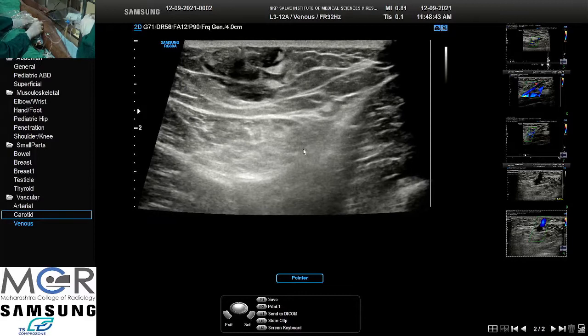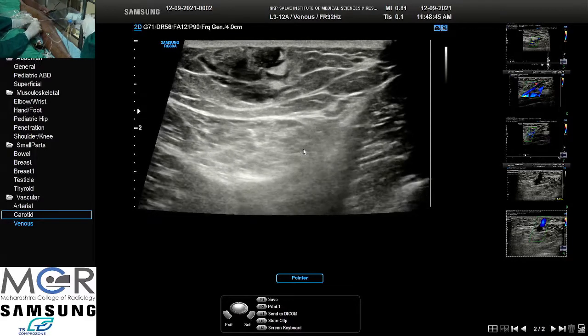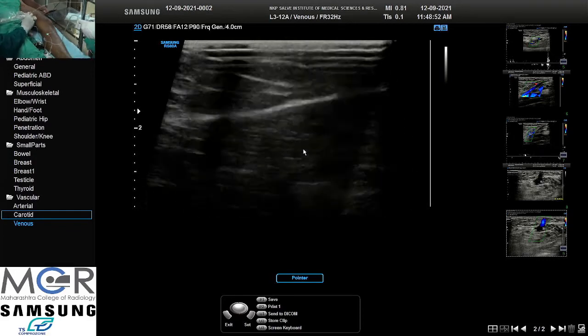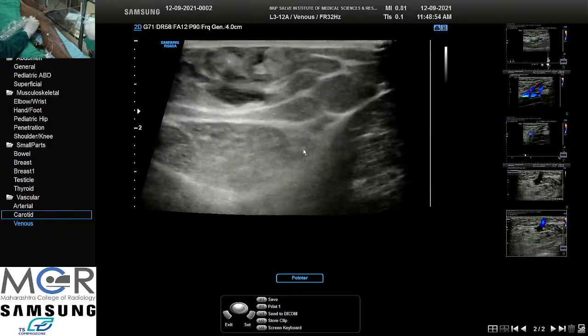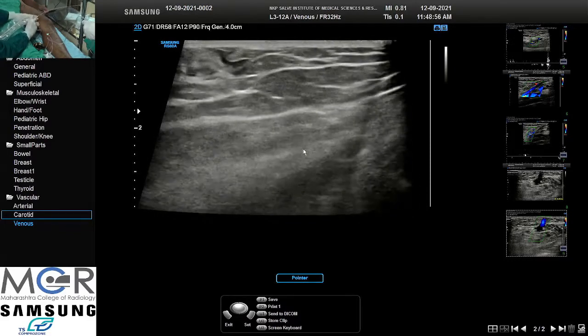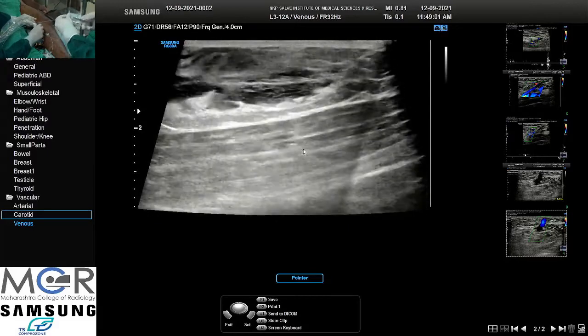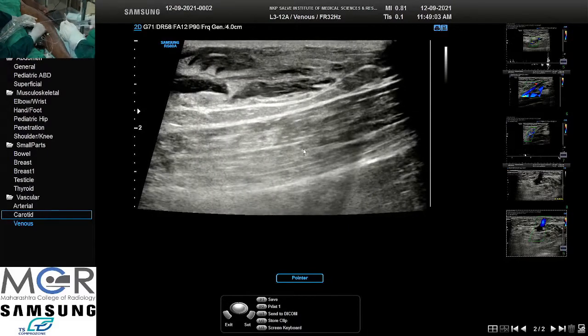Or if you want to do it in an IPD setup, you can do it with an image intensifier also. Yes, a C-arm also can be used. With a C-arm also we can do the procedure, because you don't need the high-end cath labs for that. You just need an image intensifier that can give you the depiction of veins when you inject contrast.